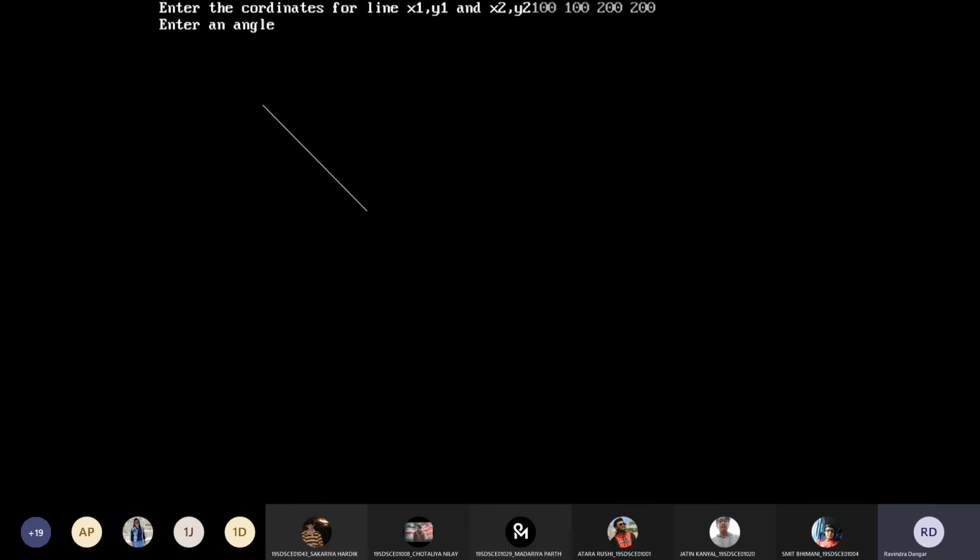100, 200, 200, and let me give 90, and you can see here. Interesting. Yes, sir. So now we can say that line is rotated with respect to a particular point, with respect to reference point, which is 200, 200. Let me give different angle as well. Let's go with new values. Let's say 200, 200, and 300, 300. Instead of 90, let me go with 60, and you can see this line is getting rotated at an angle of 60.